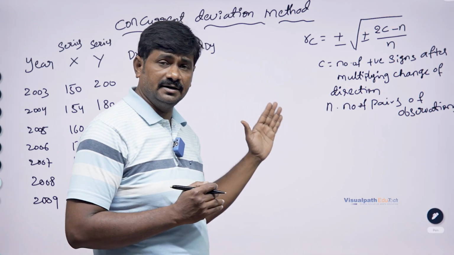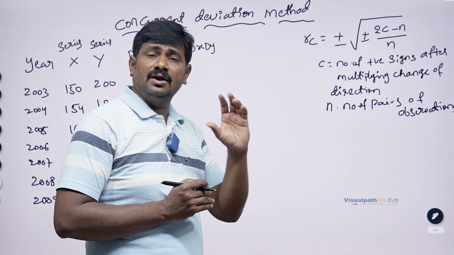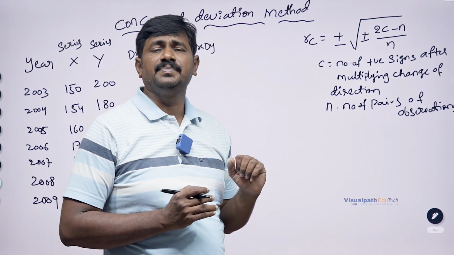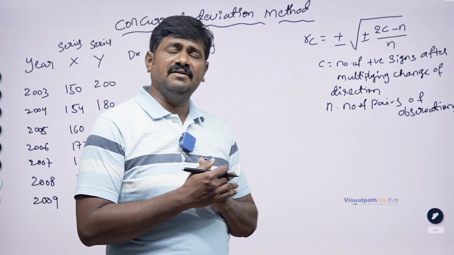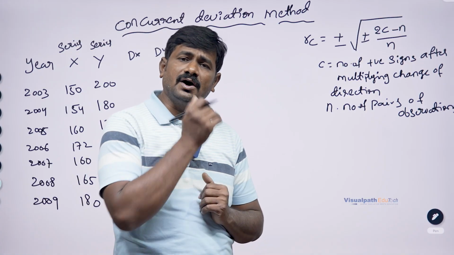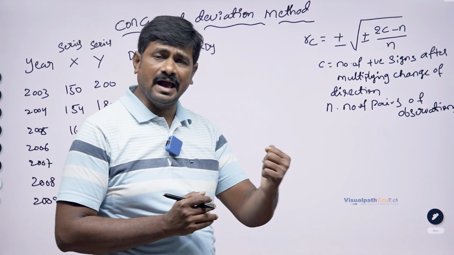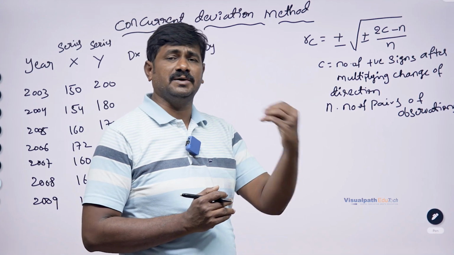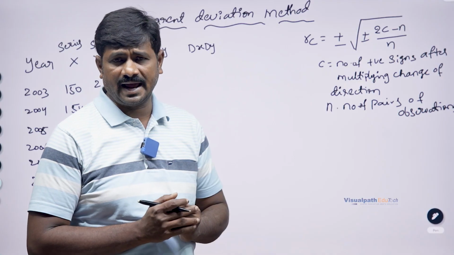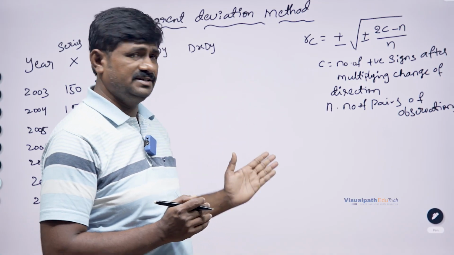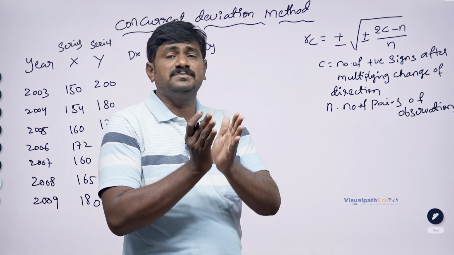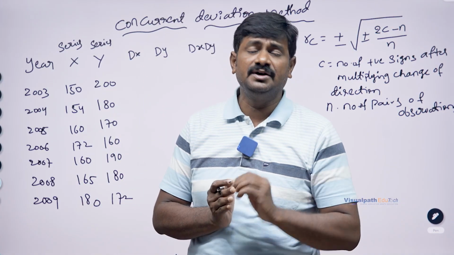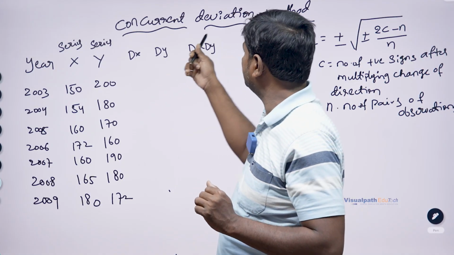Now coming to the next method, concurrent deviation. Before this, we already discussed two methods: the Karl Pearson coefficient of correlation and Spearman's rank correlation. When we have individual observations given, we can use the Karl Pearson coefficient of correlation. When we can give ranks to the observations, such as ranks between marks, we can use Spearman's rank correlation. Coming to the concurrent deviation method, here we have pairs of observations. By comparing the pairs of observations and the direction of the change, we can use this method.